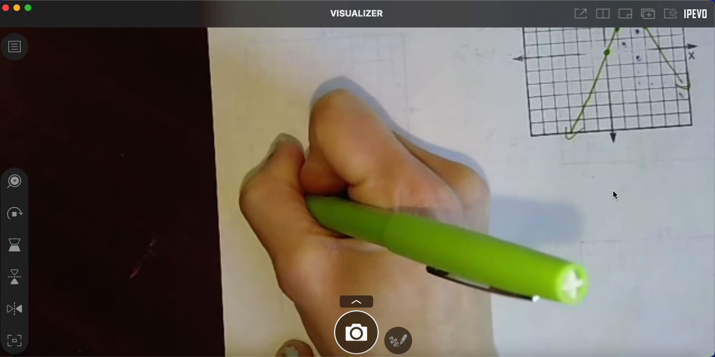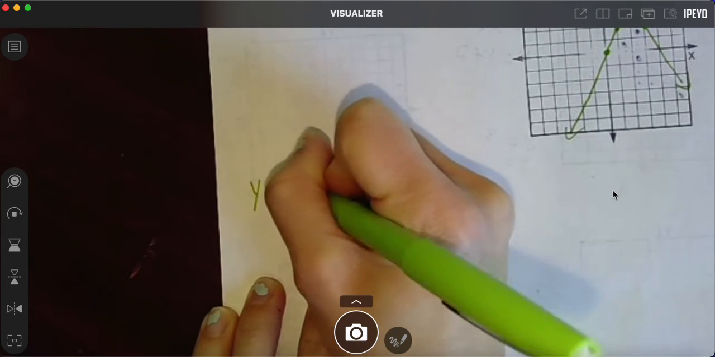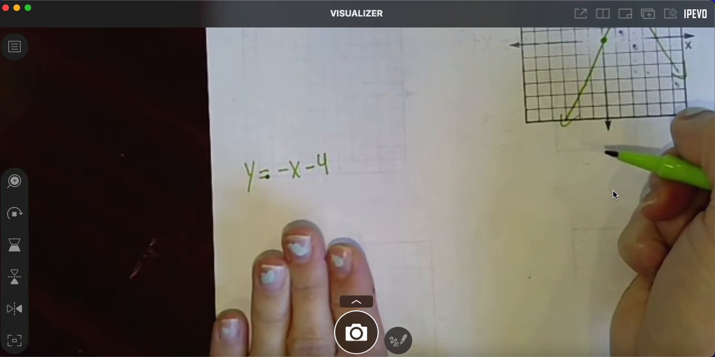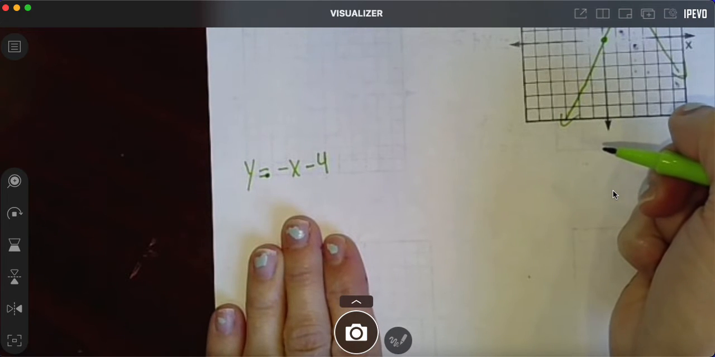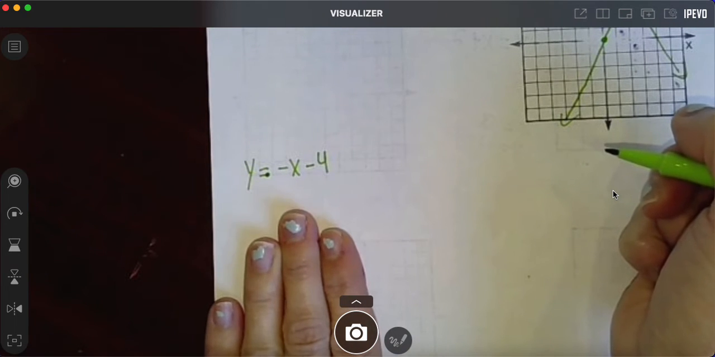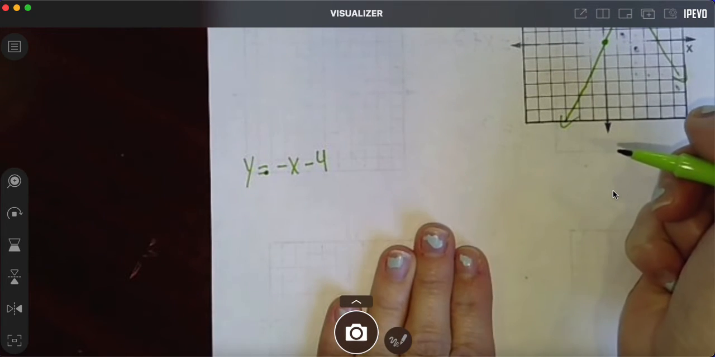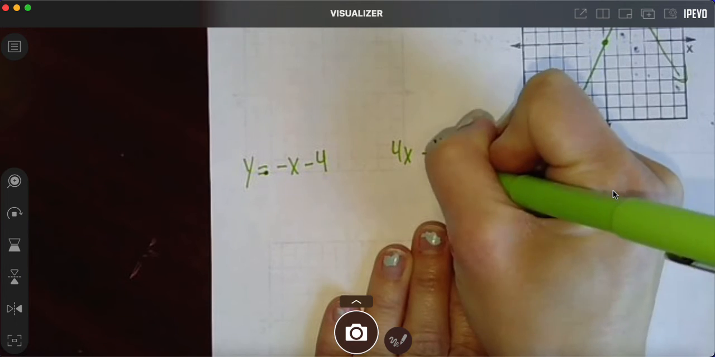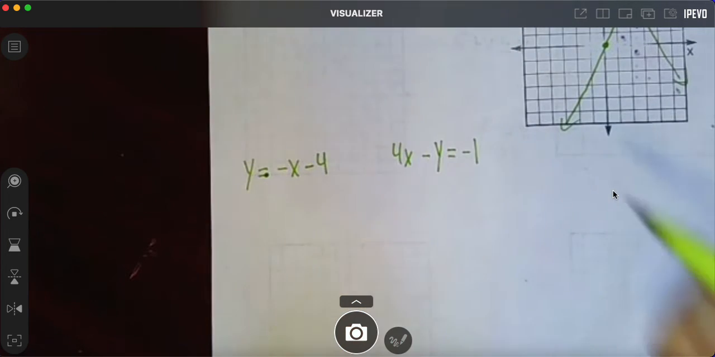y equals negative x minus 4. This one is nice. It's easy to graph either on the calculator or on my graph paper. Either way. But my second equation they give me says 4x minus y equals negative 1/4. Do y'all just want to solve for y? Is that what everybody wants? We'll go for it.